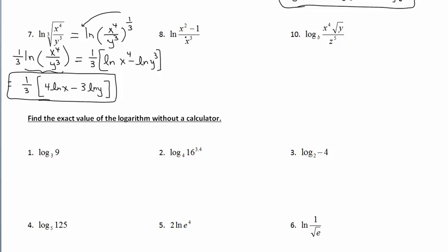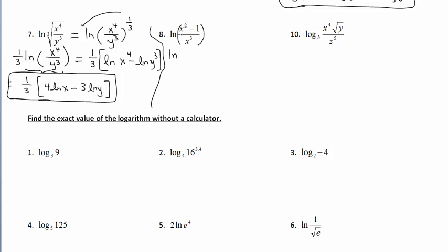Number 8, we have the natural log of a quotient. I see some powers, so I'm thinking quotient and power property again. Okay, in this example, compared to the last one, notice that I don't have an exponent on the outside of this quotient, so I can jump right into first applying the quotient property. So natural log of the numerator minus natural log of the denominator.